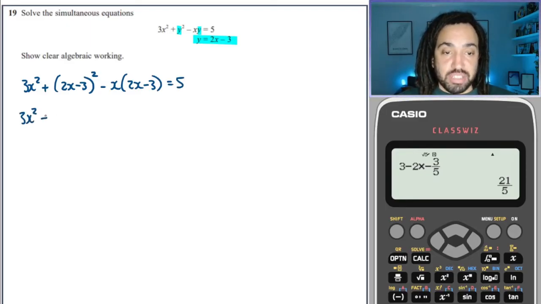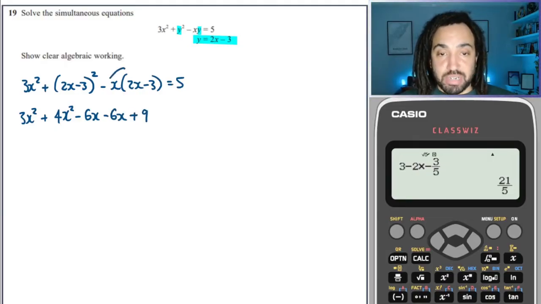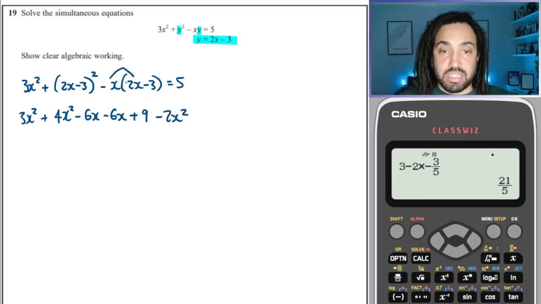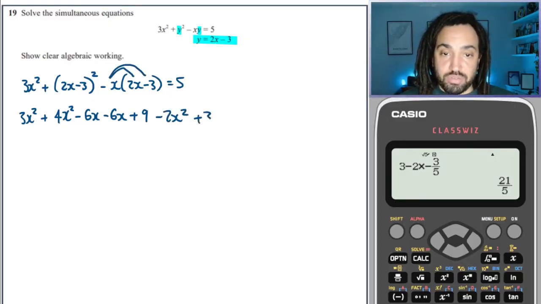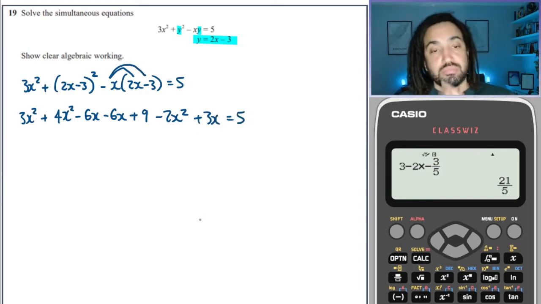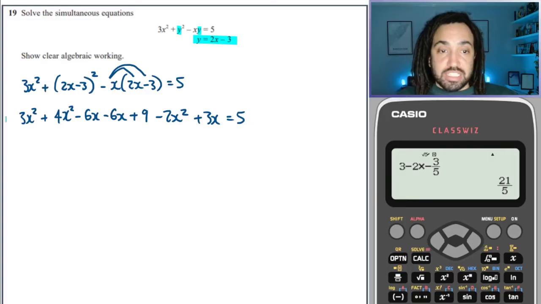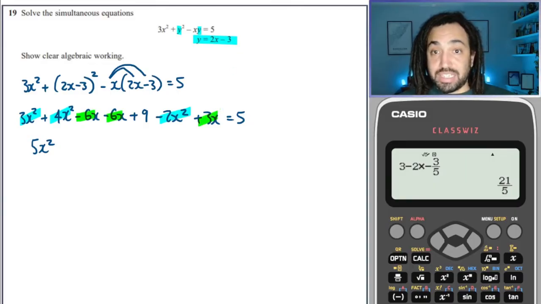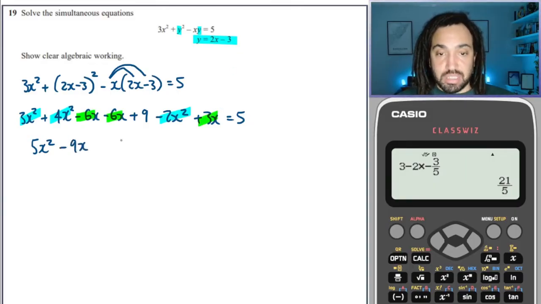Okay, expanding out this double bracket, I will get 4x squared. There will be a minus 6x, there will be a minus 6x, and there will be a plus 9. Expanding out this bracket, I'll get minus 2x squared, and I'll get positive 3x, and that equals 5. Okay, let's collect up all the x squareds. We've got 3, we've got 4, and we've got minus 2. So that makes 5x squared. Let's collect up all the x's. We've got minus 6 and plus 3. So that's minus 9. And then we've got plus 9, and that equals 5.